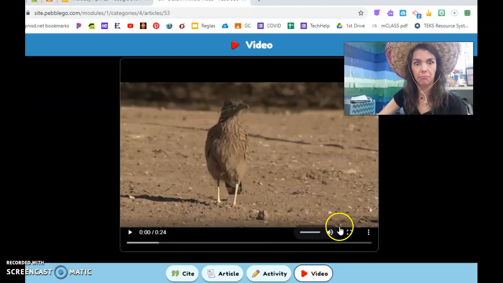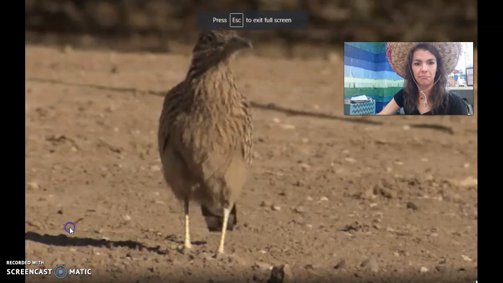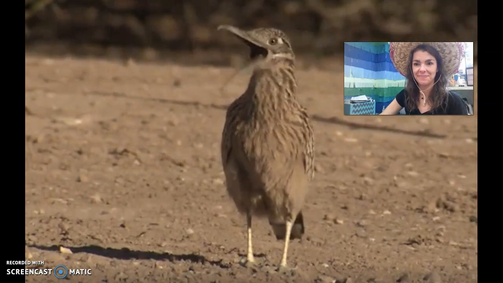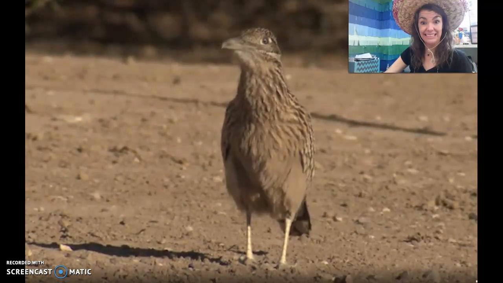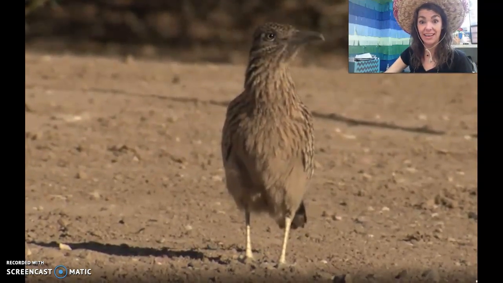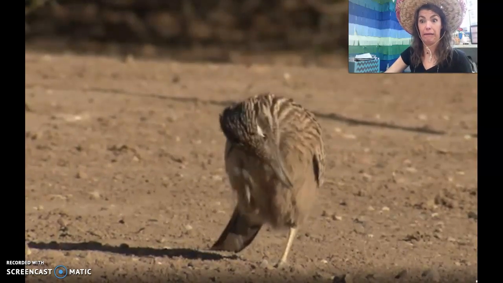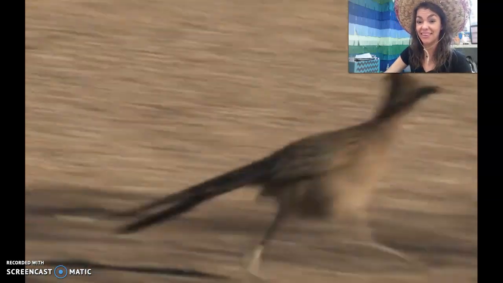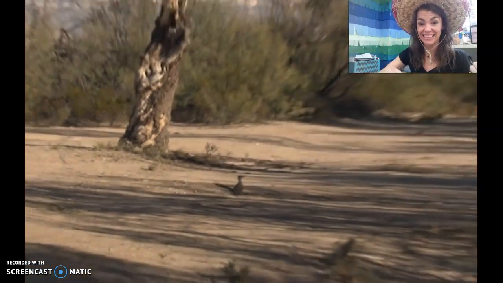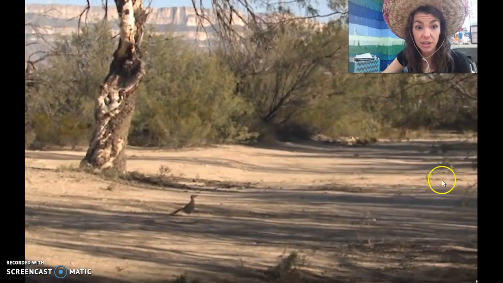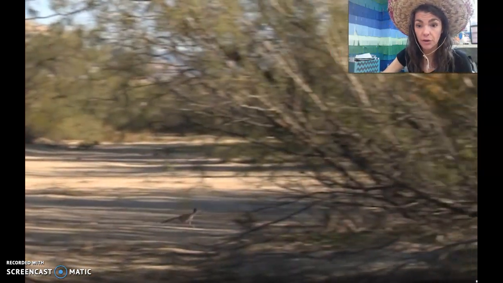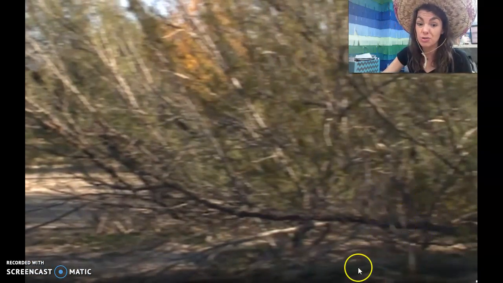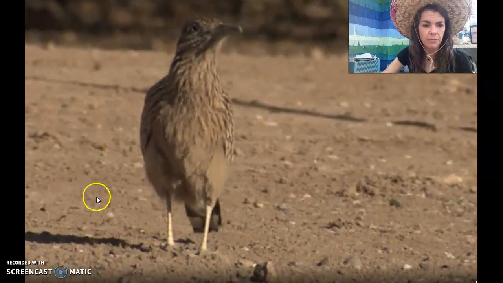What's that thing? Roadrunner. Look at all that desert. No water. He's going. Fast. Okay, look at that desert. Where's the water? Where's the food? It looks very, very dry there. Let's go look at that bird again.